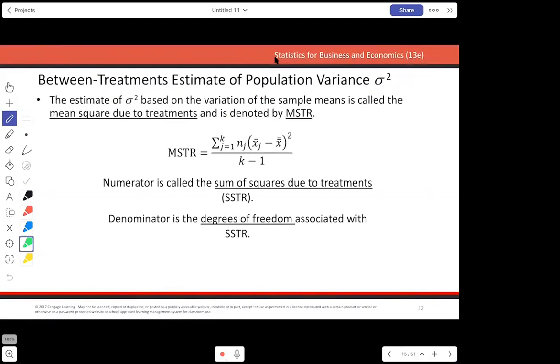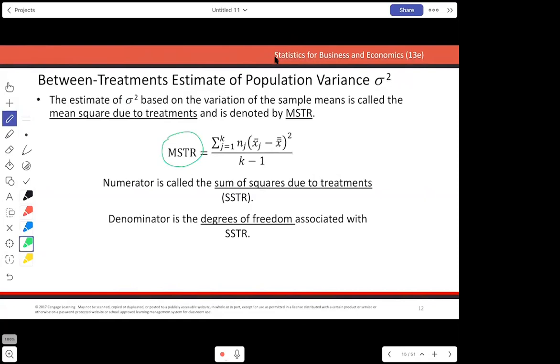to kind of get used to. So the first thing we're going to do is to come up with what we call the mean square due to treatments. Now, what do we mean by a mean square? A mean square is essentially a variance. In other words, it's the average of the squared values, and it's essentially a variance.